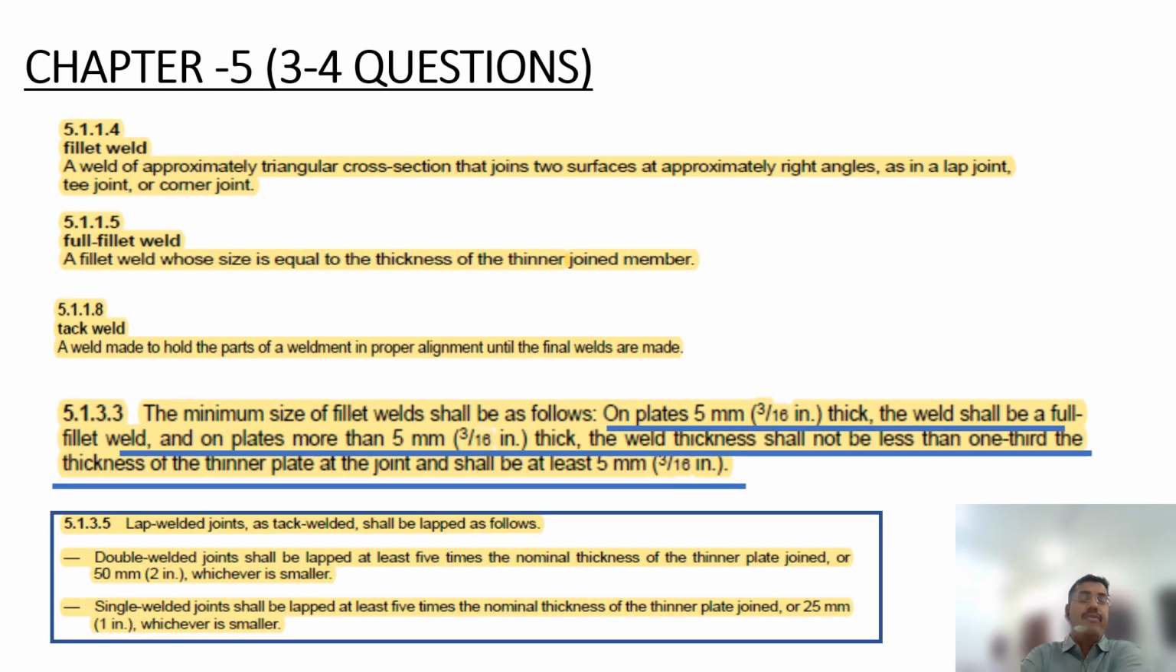So chapter 5 is the design part. We have completed the material part, and I believe API 650 chapter 5 is the toughest one, and it covers around 3 to 4 questions. But there are many terms you have to remember. I have highlighted those terms. You have to remember those terms exactly, and you have to understand API 650.